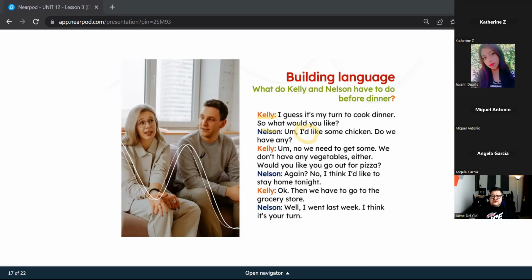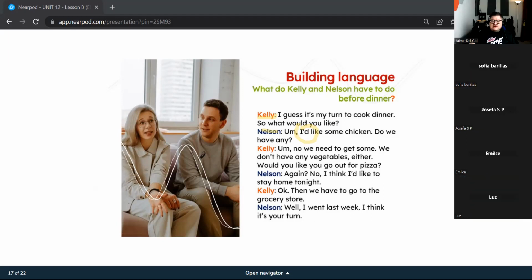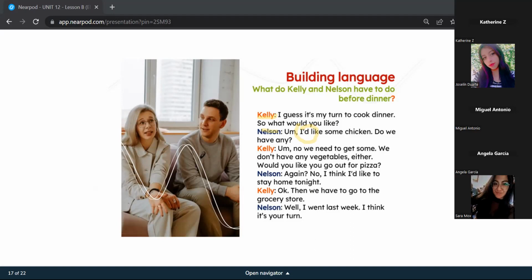You just have to read. Okay, muy bien. Ahí pueden animarse los demás si quieren. Si hay más que se quieren animar, sigan levantando la mano. Catherine and Jocelyn, you're going to be first. So Catherine, you're going to be Kelly, and Jocelyn, you're going to be Nelson, okay?